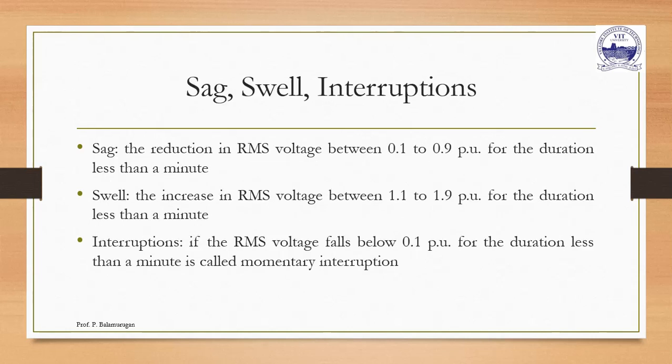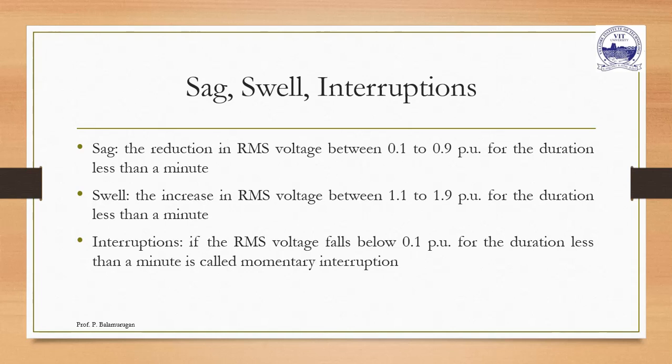So let's see the definitions for sag, swell, interruption. Whatever the voltage rating of the system, it is better to refer to its equivalent per unit representation so that the definitions are applicable throughout the system. That's why the definitions here are based on per unit values. Sag is the reduction in the RMS voltage between 0.1 per unit to 0.9 per unit for a duration less than 1 minute.